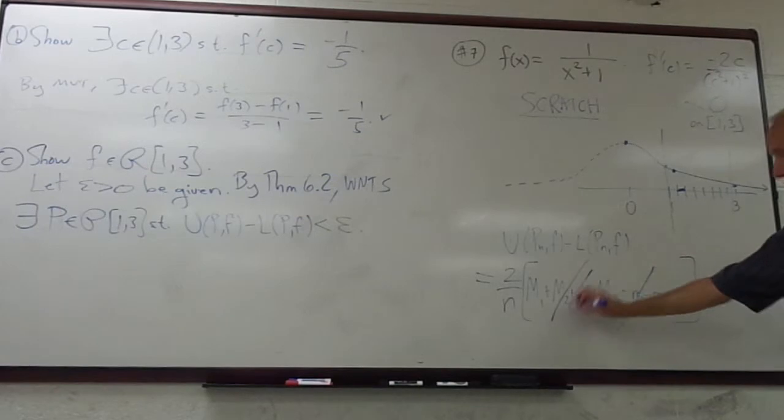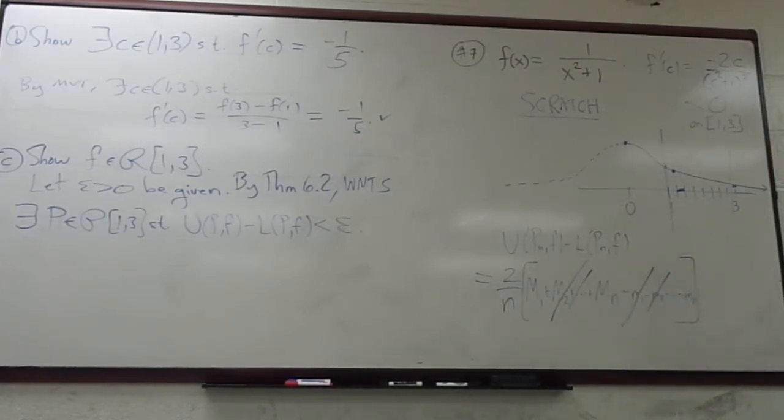And big M3 is the same as little m2, and so on. Big Mn is the same as little n minus 1. So we're just left with m1 minus mn. So this is just 2 over n times capital M1 minus little mn. That is the reverse, by the way, of how it looks for a monotone increasing function.